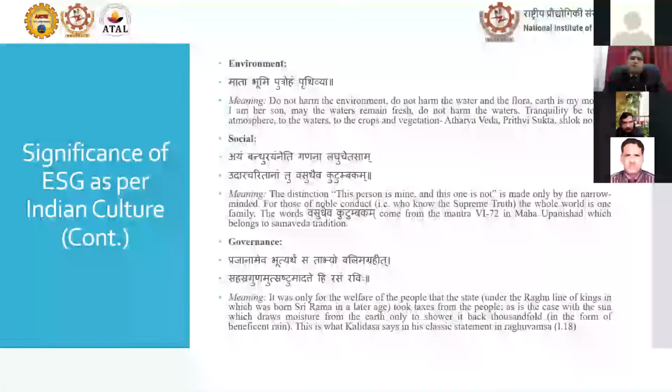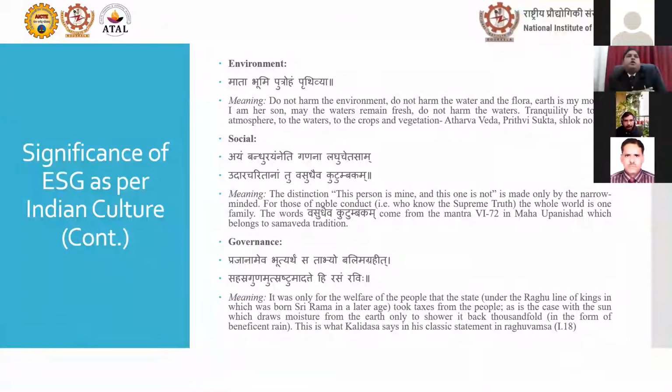As far as the social dimension is concerned, this is very famous, and you might be hearing it very frequently: Ayam bandhuryo netim gananaa laghu chetasam udara charitanam tu Vasudhaiva Kutumbakam. That means this is mine and this is not mine. This kind of counting is done by people who have a narrow outlook. People of broad outlook and noble conduct think of the entire earth as one family. So as one society, we think about each other.